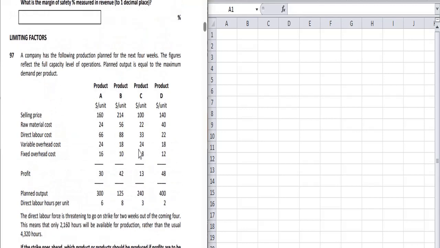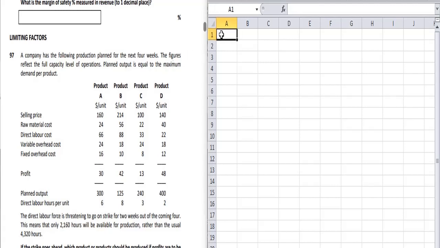A company has the following production plan for the next 4 weeks, and the figures reflect the full capacity level of operations. Planned output is equal to maximum demand per unit, meaning whatever planned output is given is equal to the maximum demand per product. And the direct labor force is threatening to go on strike for 2 weeks out of the coming four. This means that only 2160 hours will be available for production rather than the usual 4320 hours. It means labor is our limiting factor.